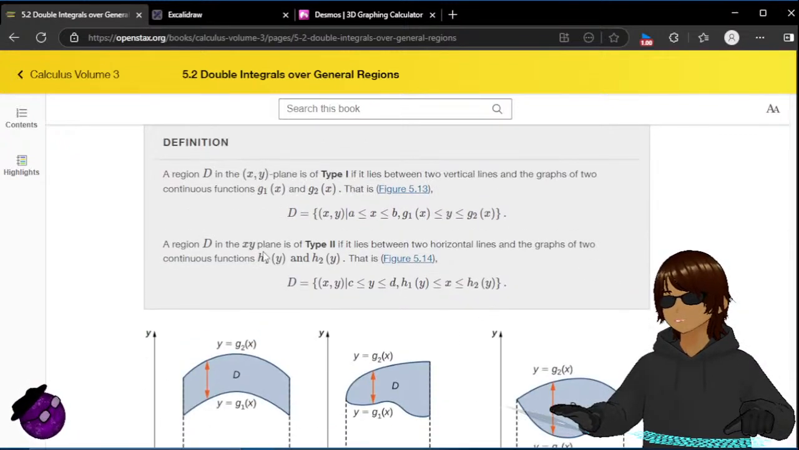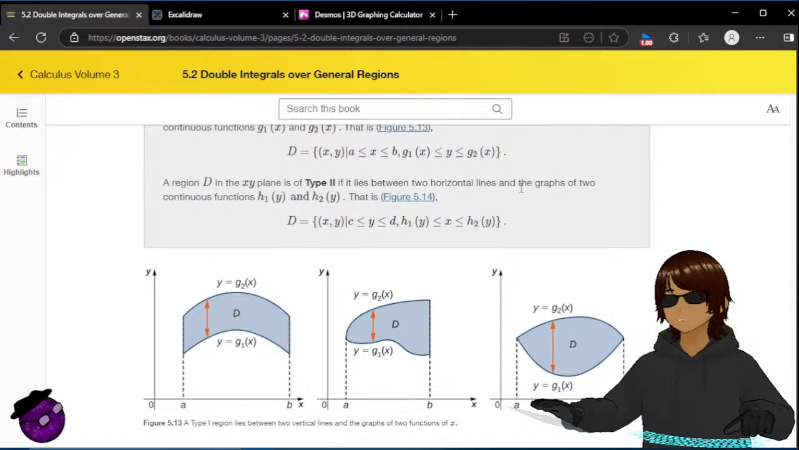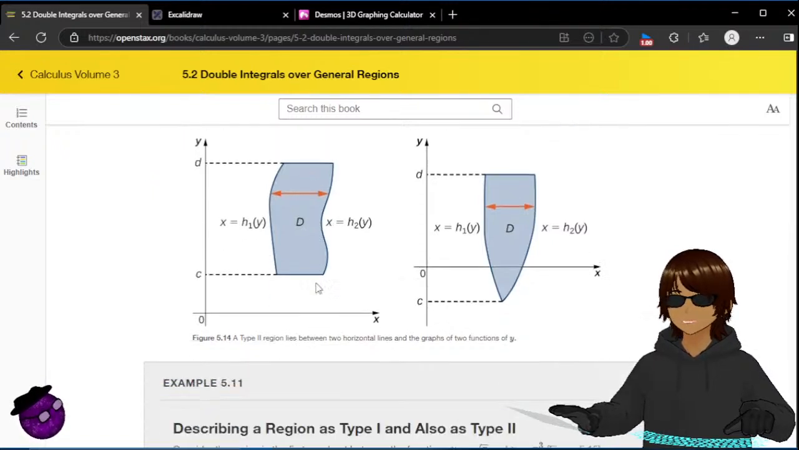A region D in the xy plane is of type 2 if it lies between two horizontal lines and the graphs of two continuous functions, h1(y) and h2(y). So the y cutoff points are straight, but the x cutoff points are defined by functions of y.